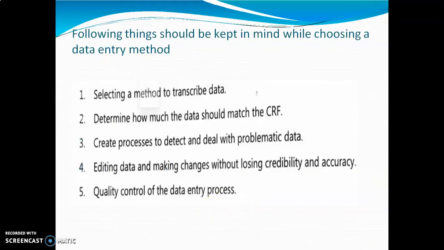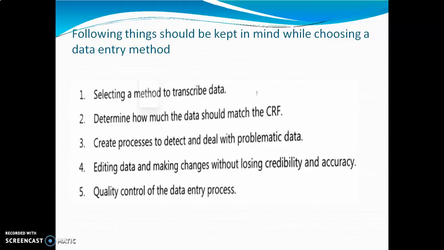The following things should be kept in mind while choosing a data entry method. The first is selecting an appropriate and easier method to transcribe the data. They select that method for data entry, determine how much data should match the CRF, and create a process to detect and deal with problematic data. I will give some examples related to problematic data in the coming slide.